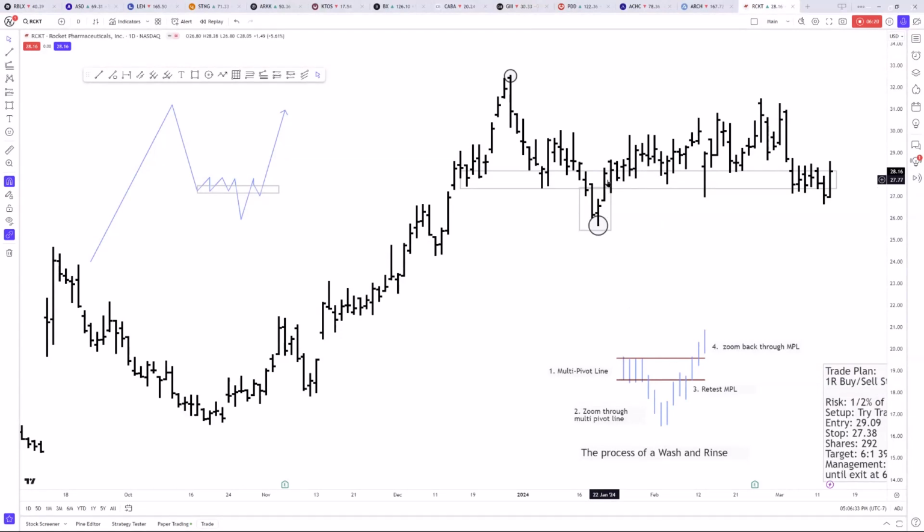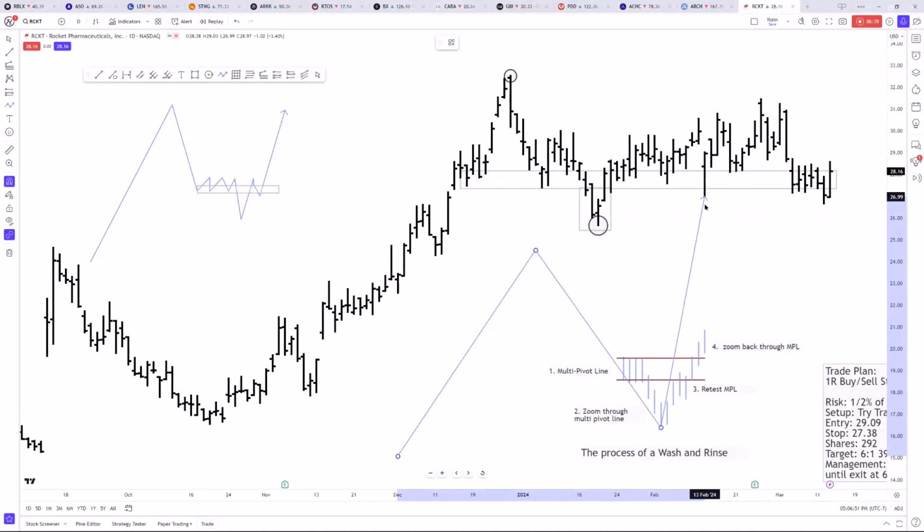Step four is you come back through, zoom back through, right? That's the process. And the final step is you actually make a new high. By then, right, it's definitely too late to do anything. So it'd be something like this. And the final, and then it's a proper wash and rinse.